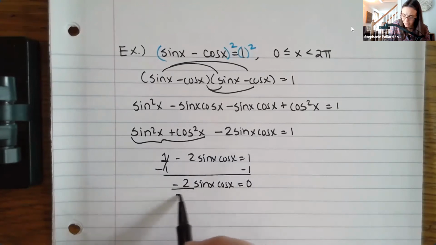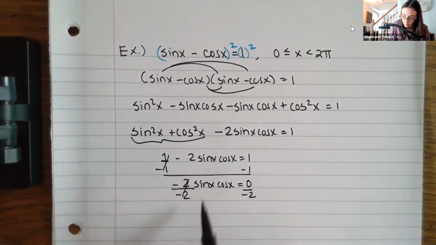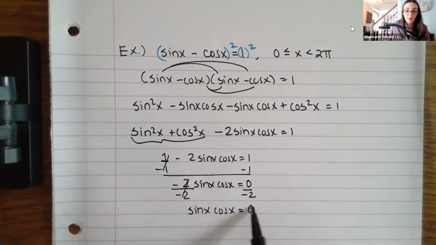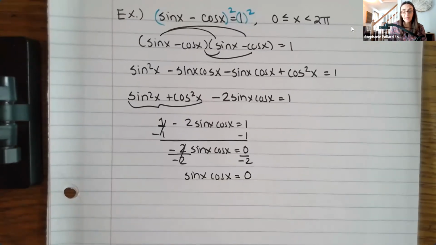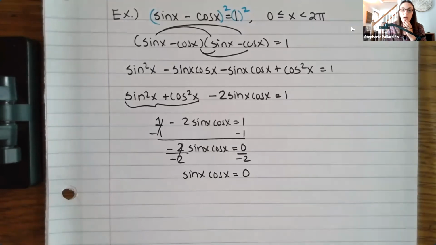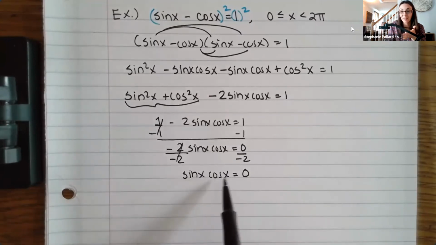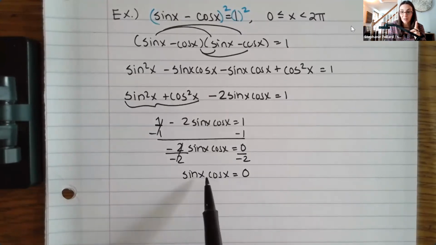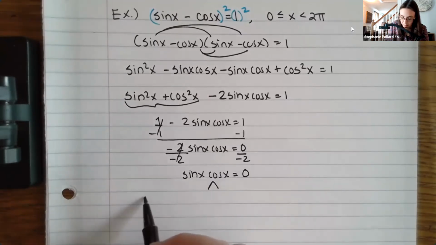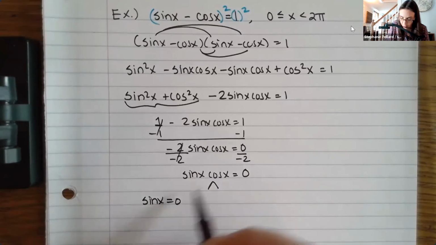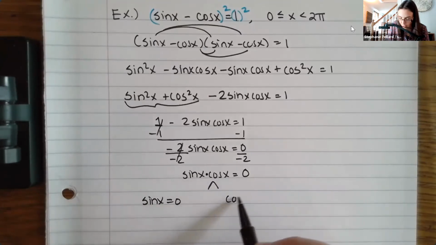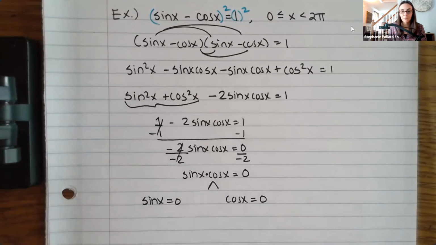I'm going to divide out this negative 2. It's not really doing anything for me. And when I divide it out of both sides, 0 divided by negative 2 is still 0. So I've cleaned this up as much as I can at this point. I don't know if it really has helped me too much, but what I do see now is I see 2 things being multiplied equal to 0. So I have 2 factors that are multiplied equal to 0. And when that happens, I can split. So sine x equals 0, right? This being multiplied. And then cosine x equals 0.